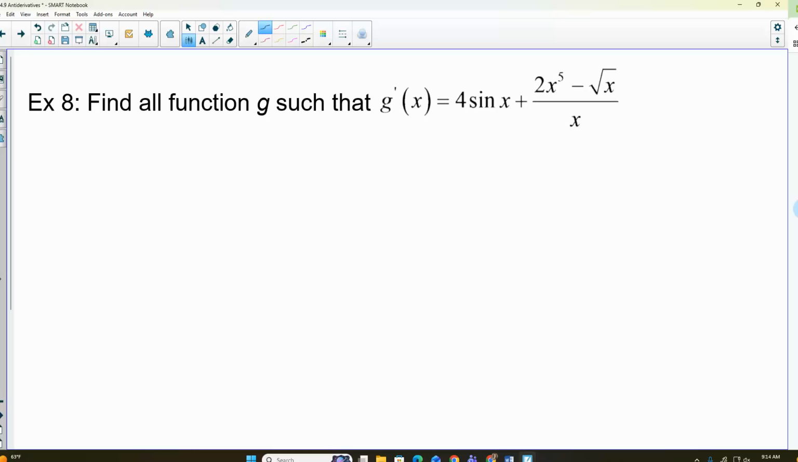Find all functions g such that g prime is equal to this. All right, I switched my notation a little bit. I'm saying this is g prime, so the antiderivative is just g. We have a 4 sine of x. Now, as this is written right now, it's a quotient. We can't do the quotient rule in reverse, but I could simplify this. 2x to the 5th over x, 2x.